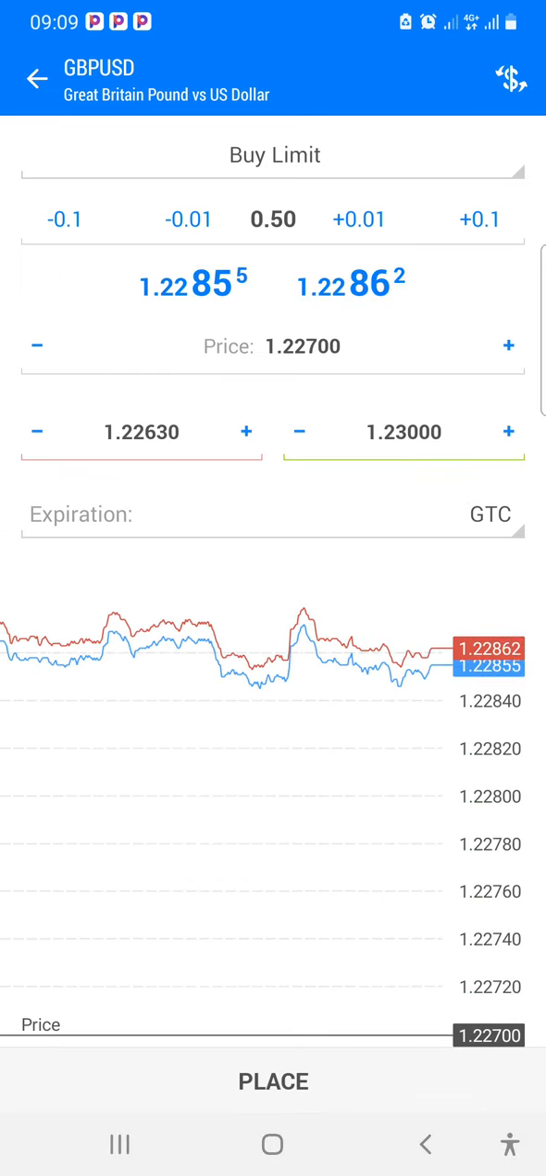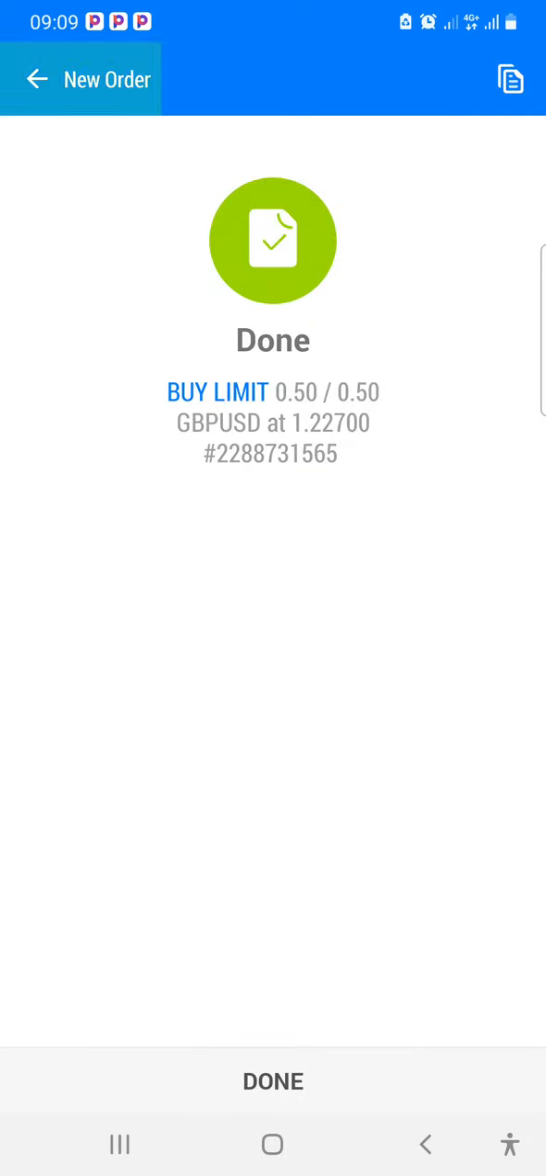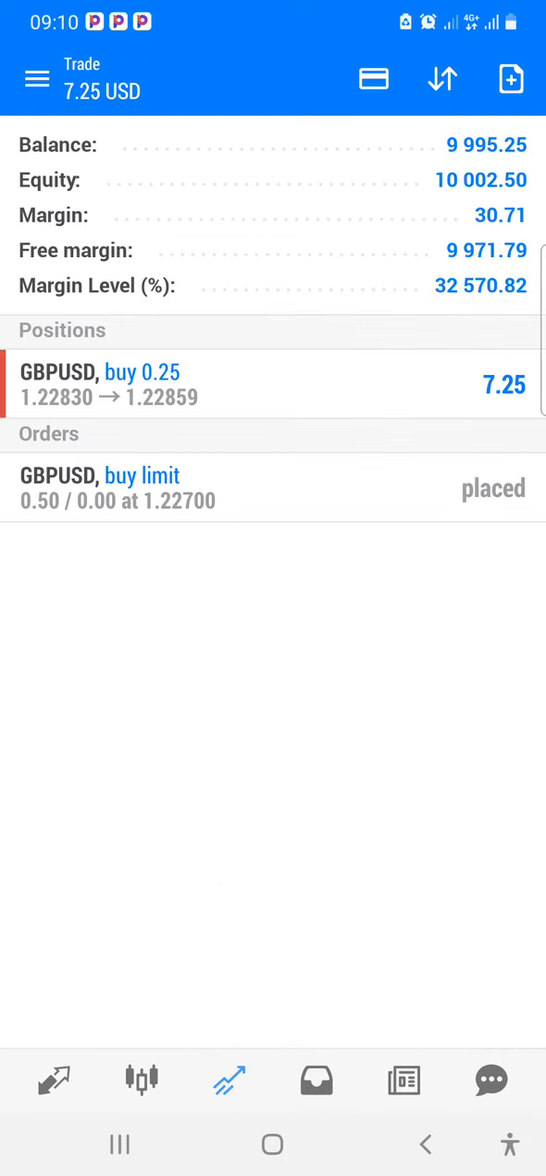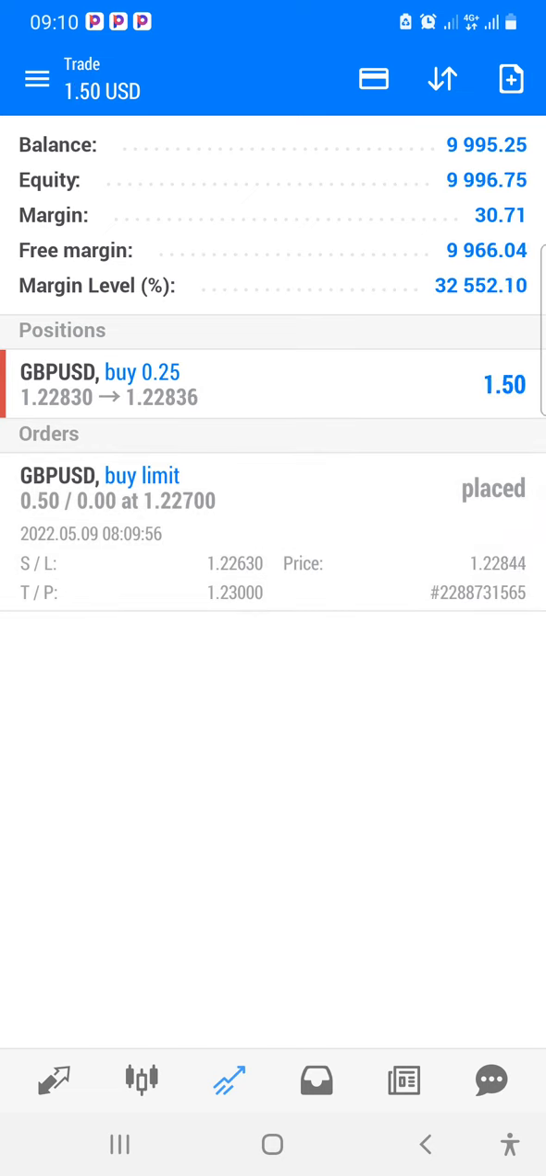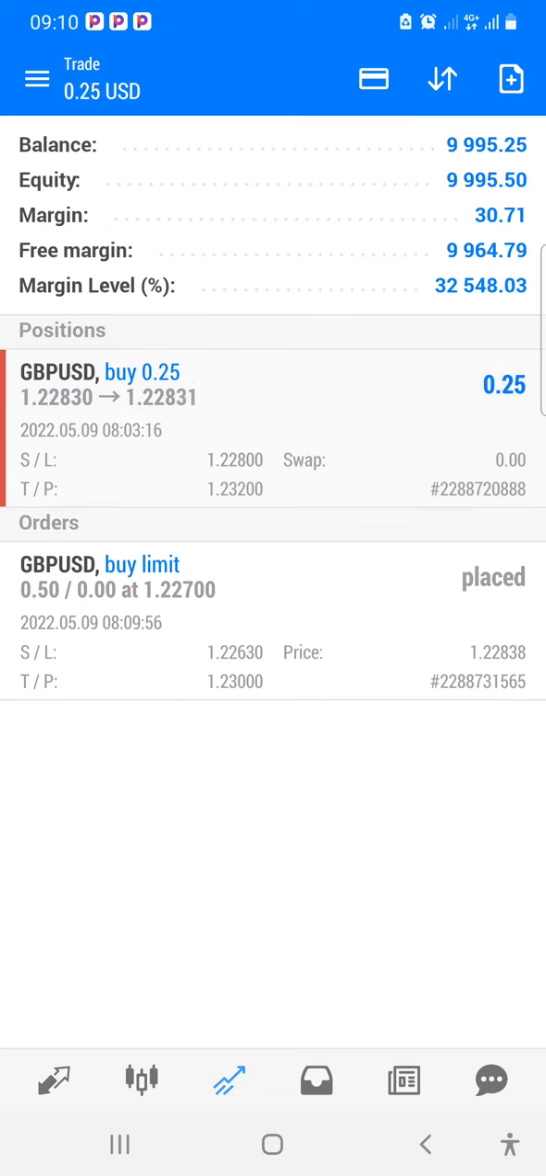Once you place the order, it will just stay there until price gets to this point here. Otherwise this order is not going to trigger. If price doesn't get to this price in one year, it will just stay like this. So that's something you should note.